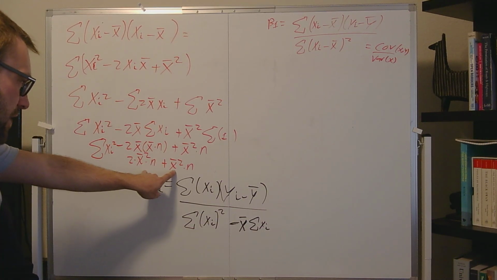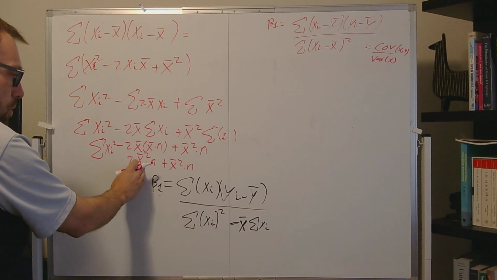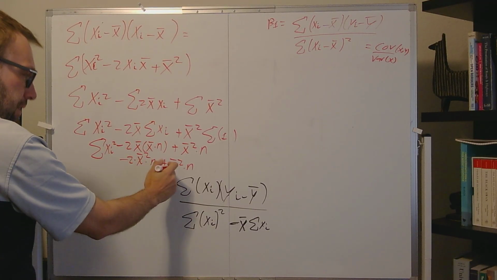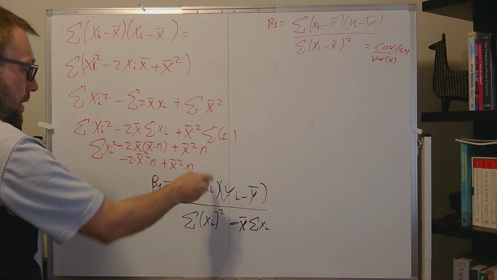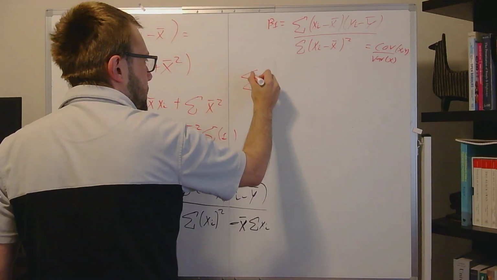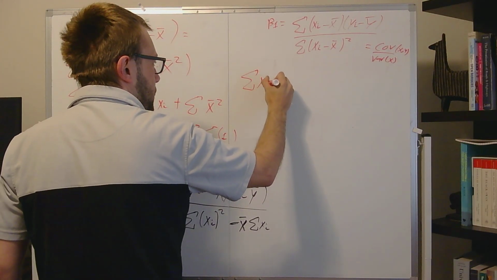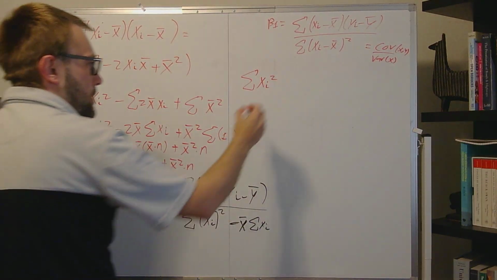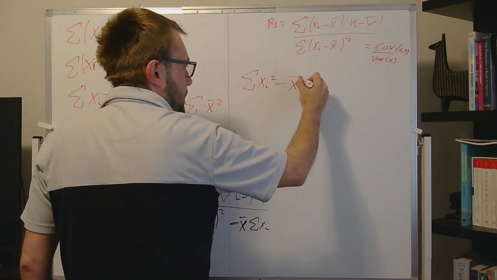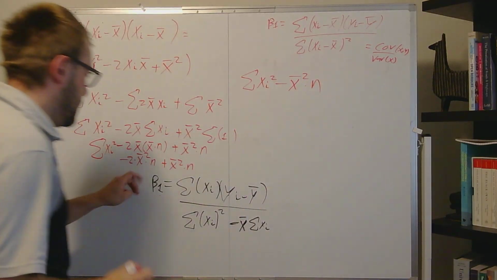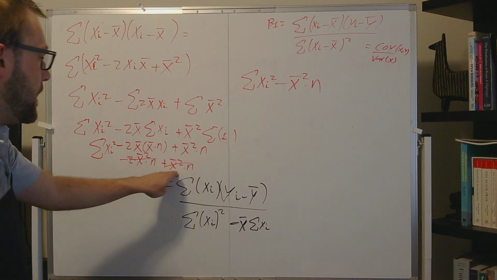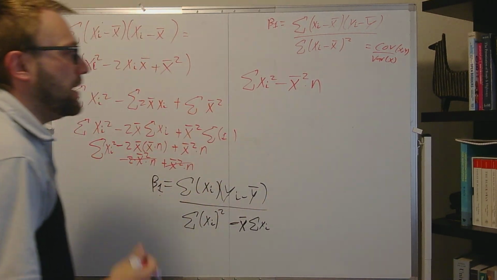Notice these are the same value: 2x bar squared times n, and that's a minus, plus x bar squared times n. So they'll actually just turn into, so this is going to drop down to something even easier to work with: the sum of xi squared minus x bar squared times n. Because again, these terms are the same. I have -2 of one of them, and I have +1 of them. That gives me -1 of them.